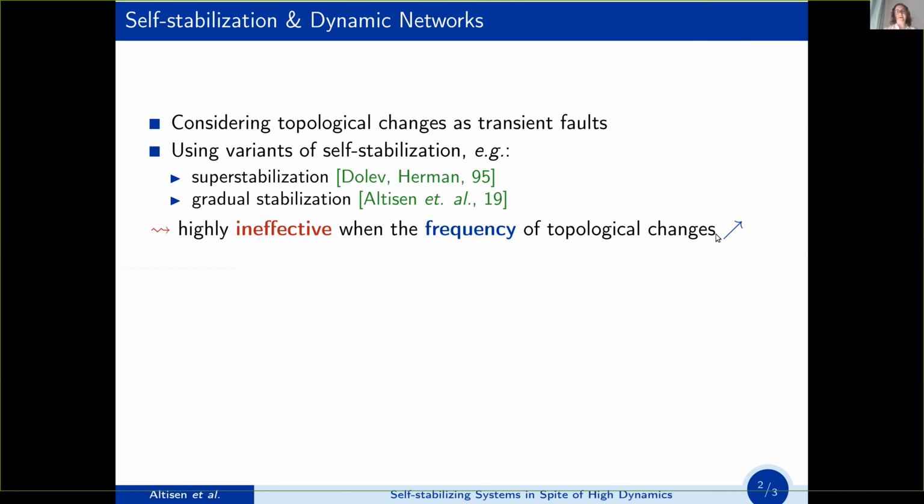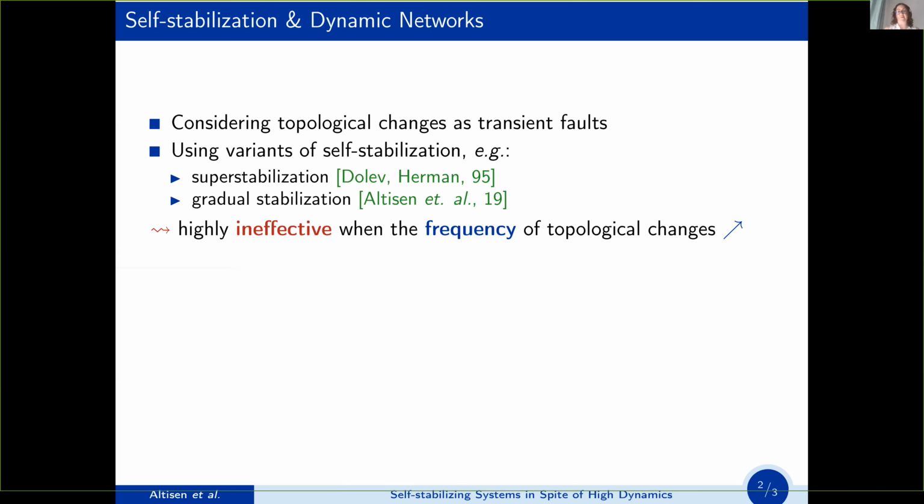So until now, self-stabilization mostly focused on static networks. In dynamic networks, one can use a self-stabilizing algorithm designed for arbitrary topology. And if you have, let's say, the right assumptions on the topological changes, the system will recover after the topological changes, just as after a transient fault. So that's the argument that is sometimes used to say that a self-stabilizing algorithm is dedicated for dynamic networks.